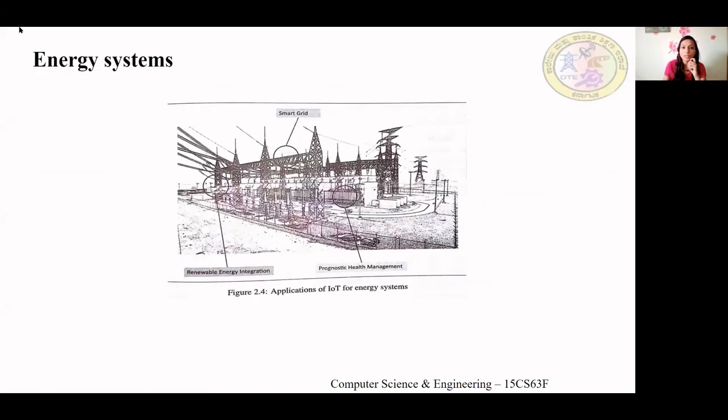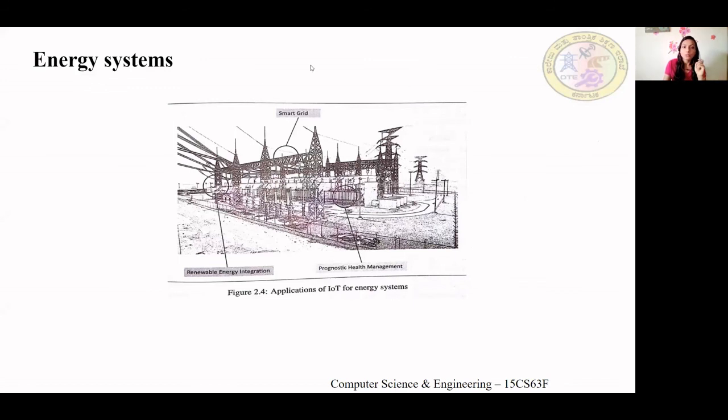This is the image given in your textbook. There is a smart grid. Renewable energy is also integrated here, and we are also using prognostic health management to see whether any system or any component is going to fail. If the meeting disconnects, rejoin again.